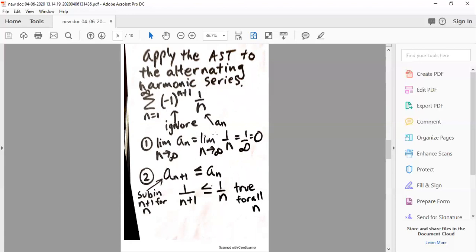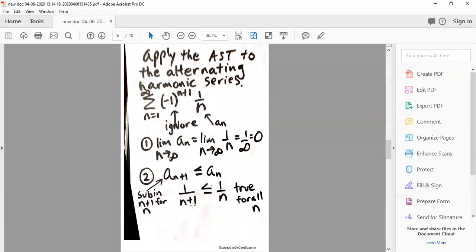You can see very quickly that the limit as n goes to infinity of 1 over n is 1 over infinity and gives you 0. So that condition is satisfied. Now to check the second condition, you sub in n plus 1 for that n, giving you 1 over n plus 1. Is that less than or equal to 1 over n?